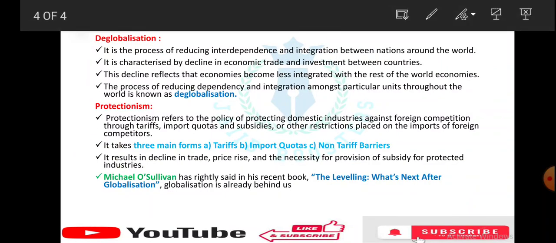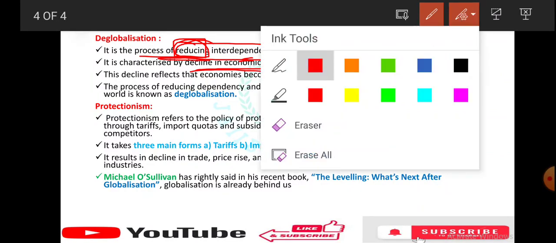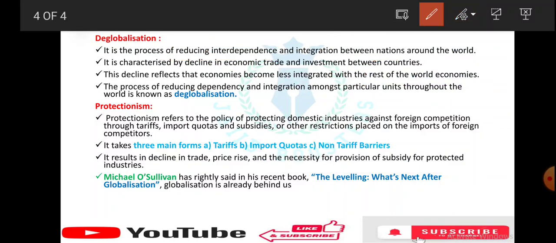Next, deglobalization. What is deglobalization? It is a process of reducing interdependence and integration between nations around the world. So deglobalization is nothing but reducing the interdependence of nations. It is characterized by a decline in economic trade and investment between countries. As we have discussed here, it is reducing interdependence. So there is a decline in economic trade and investment between countries. This decline reflects that economies become less integrated with the rest of the world's economies. The process of reducing dependency and integration amongst particular units throughout the world is deglobalization.